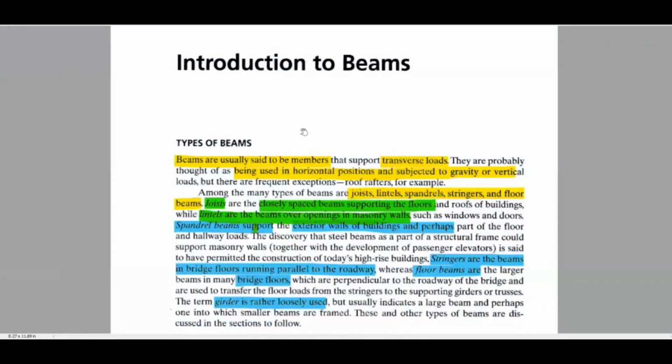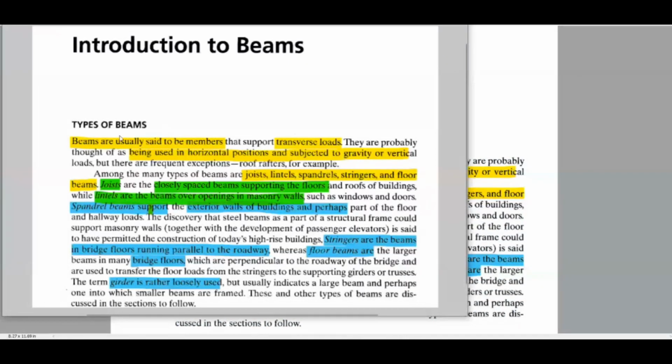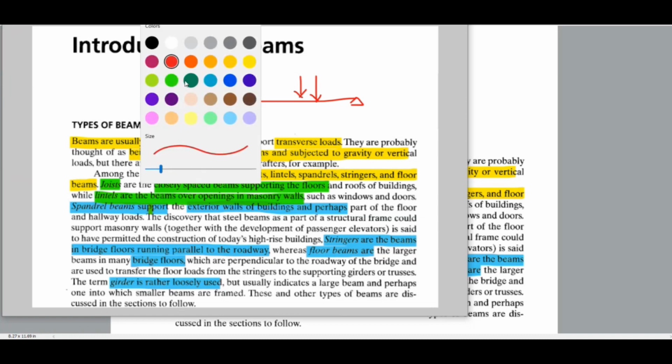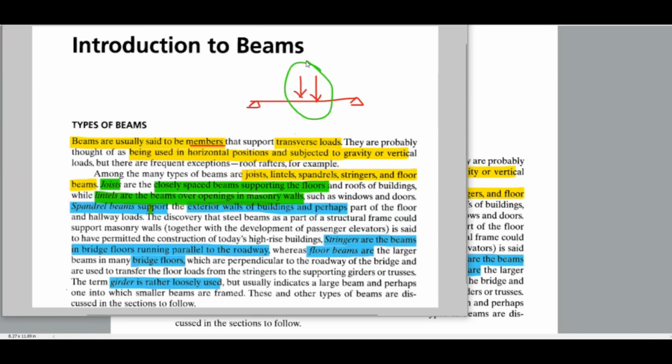Beams. So here you can see what the types of beams are. Beams are usually said to be members that support transverse loads. That means this is the member, and the loads are like this, in the transverse direction. This is the support. So beams are members that support transverse loads. These are the transverse loads, right?